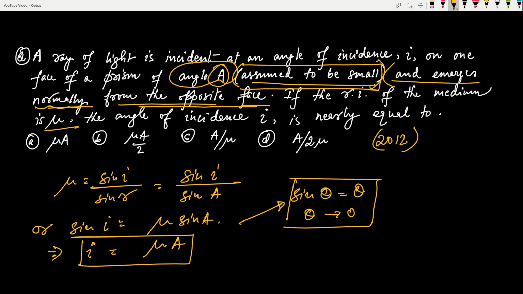I'll repeat the concept again and we'll end this concept here: whenever the incident ray is 90 degrees to the second surface, always remember R1 will be equal to A. I hope the concept is clear. Now let's move on to our next problem.